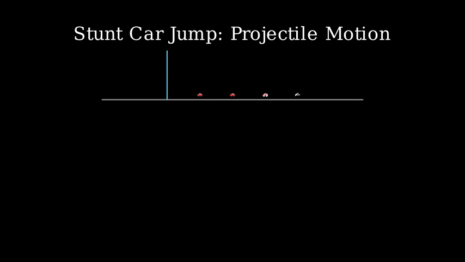Let's solve this exciting stunt car problem involving projectile motion. A stunt driver wants to jump over 8 cars parked side by side. We need to find the minimum speed needed when launching from a horizontal ramp, and then when the ramp is tilted up at 7 degrees. Let's start with part A, where the ramp is horizontal.